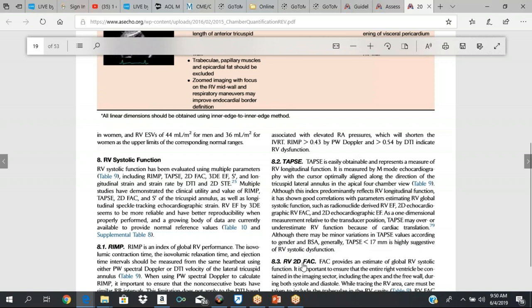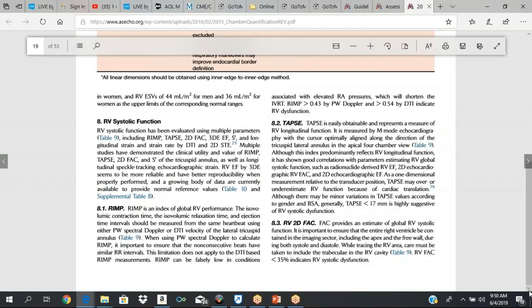What about fractional area change? So we know how to do that. You basically get your RV focus view, of course. You're going to trace the RV border in diastole, trace it in systole. Fractional area change is your diastolic area minus your systolic area divided by your diastolic area. And anything less than 35% indicates RV systolic dysfunction. Okay.